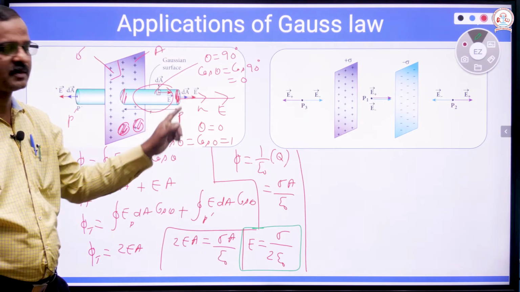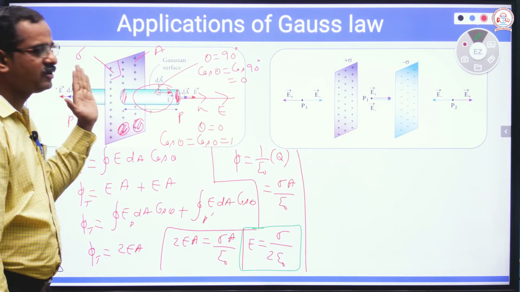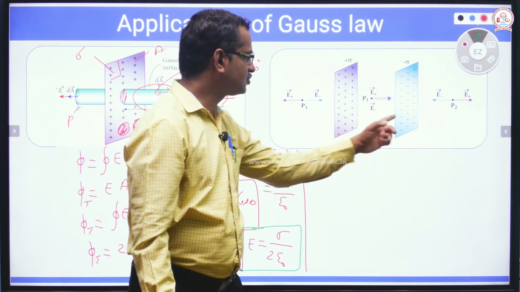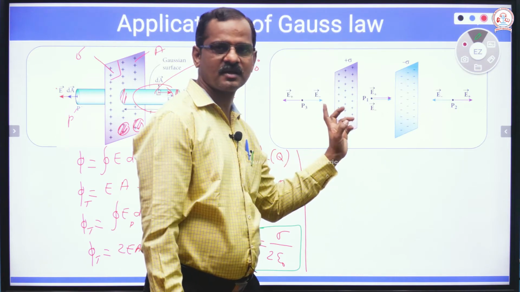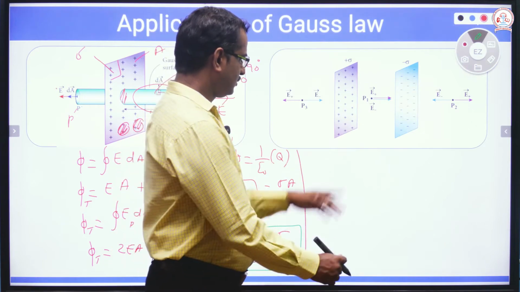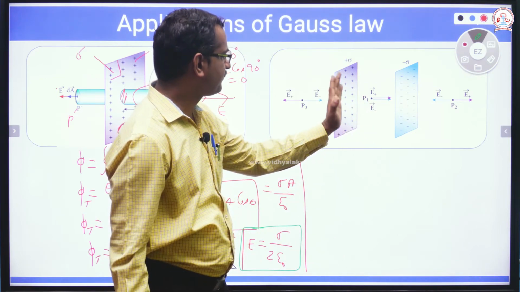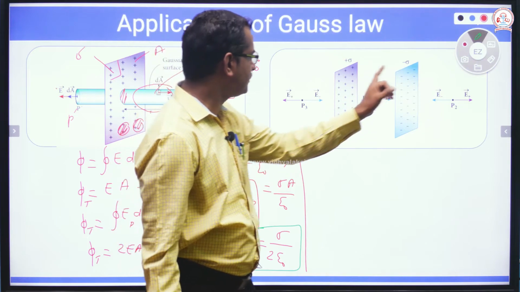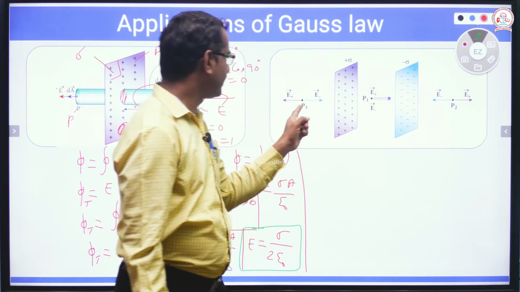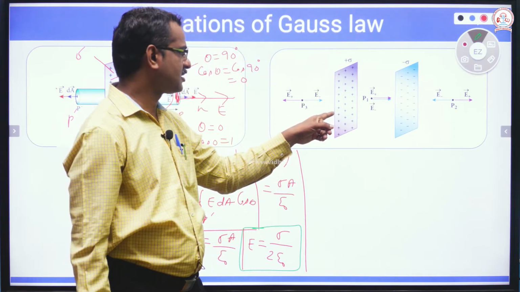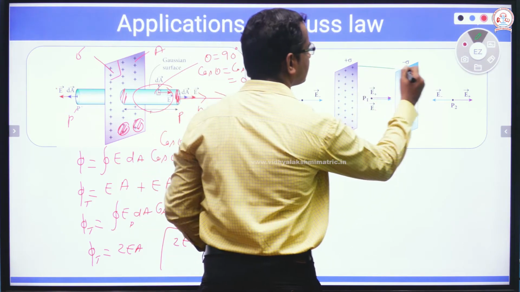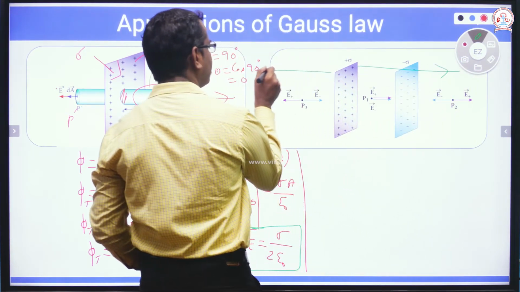In the first case, we have only one plate which is positively charged. In the second case, we have two plates which are kept parallel. One is positively charged, another one is negatively charged. Now, consider a point P1 between the plates. Consider point P2 on the right side of the negatively charged plate. Consider a point P3 on the left side of the positively charged plate.